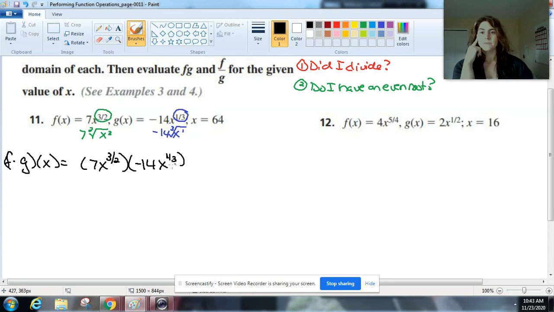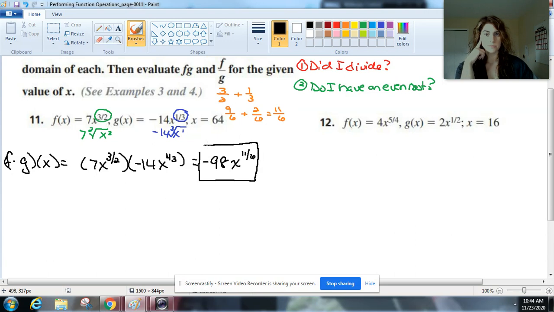So anyway, when I do my multiplication here, multiply your numbers, you get negative 98, x 3/2 and 1/3. So you got to add those, right? 3/2 plus 1/3. I need to get common denominators. So this would be 9/6 plus 2/6. That's 11/6. And that would be my solution. So that's my multiplication. I got negative 98x to the 11/6.